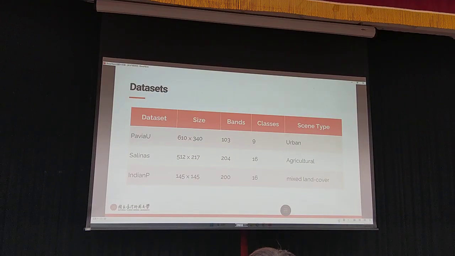I used 3 HSI datasets: Pavia, Salinas, and EAP. They differ in scene type, spatial size, number of spectral bands, and number of classes. This allows the evaluation to cover both urban and agriculture or mixed land cover scenes.